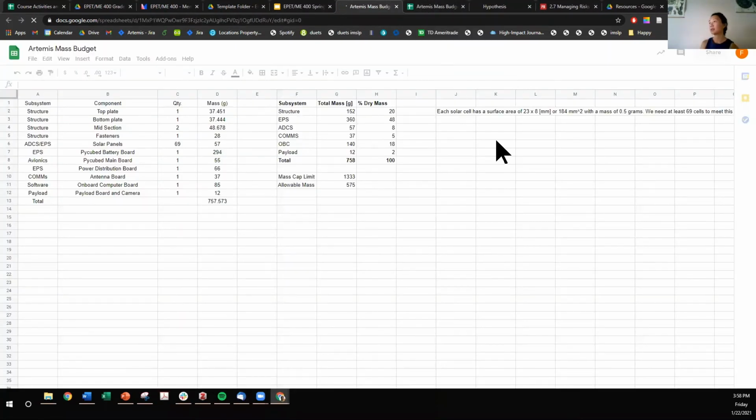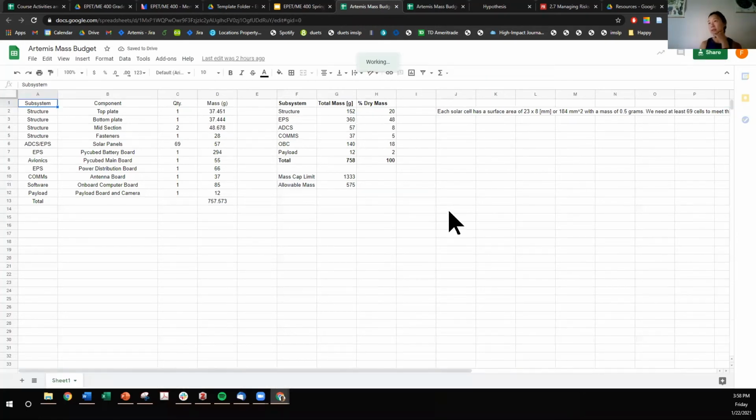Okay, NAS. Here is a NAS budget, and we can all thank Evan for putting this together. Let's see, what do I want to say about this? Each subsystem has a certain amount of mass associated with it. Each CubeSat is limited to 1.33 kilograms. So we have about 575 grams for you to work with to add to the CubeSat kit. I will talk about this a little bit later.